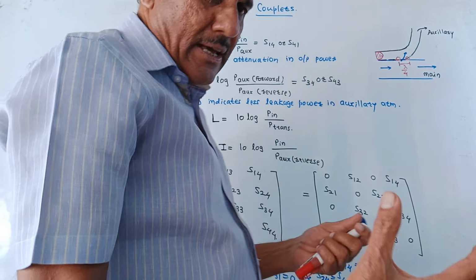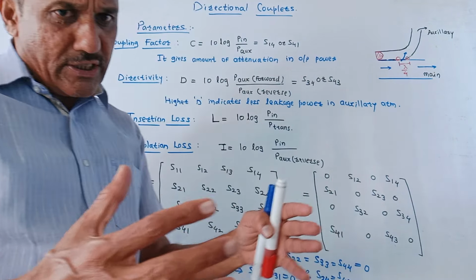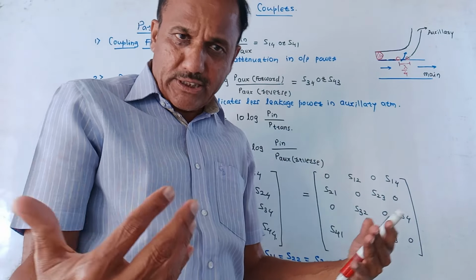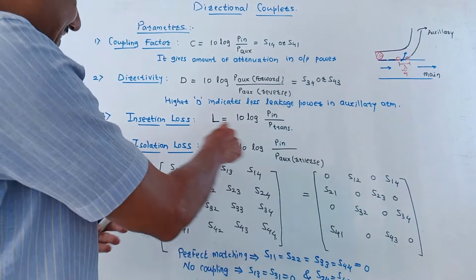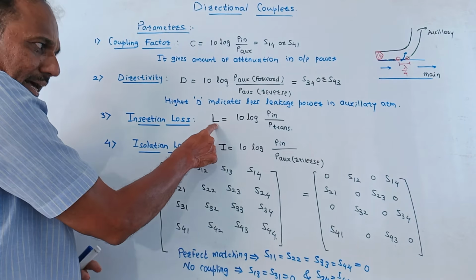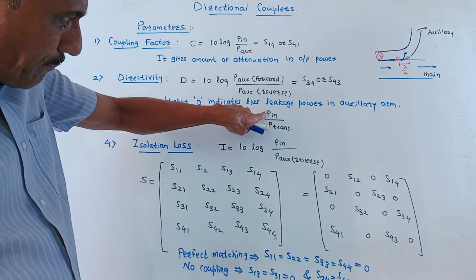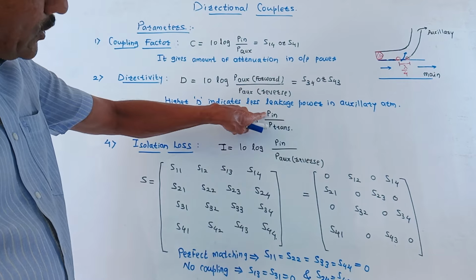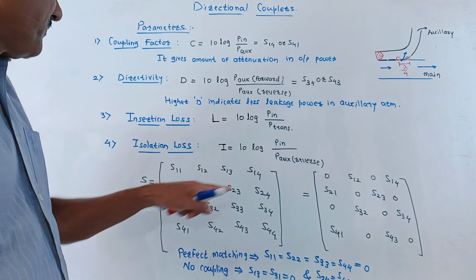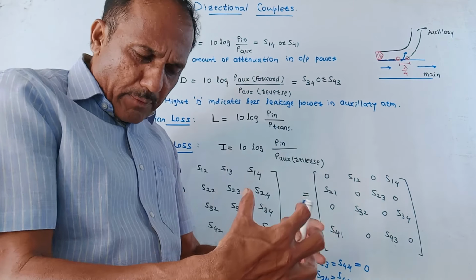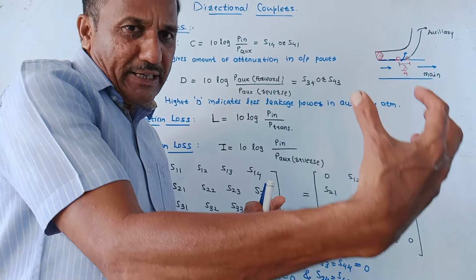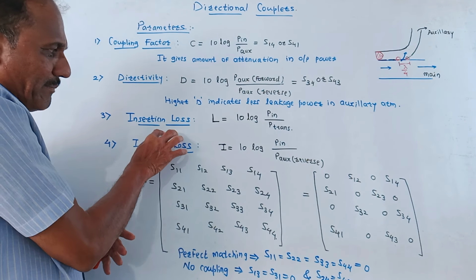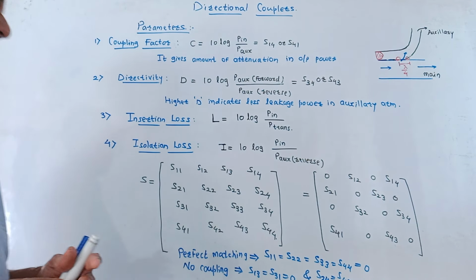Third is insertion loss. As the name indicates, if the directional coupler is inserted in the main waveguide, then there are certain losses associated with it, which is the insertion loss. It is denoted by L and it is 10 log of P in upon P transmitted. That means ratio of input power to the transmitted power. Because 100% input power will not get transmitted, there will be certain losses. That factor is given by this parameter insertion loss denoted by L.